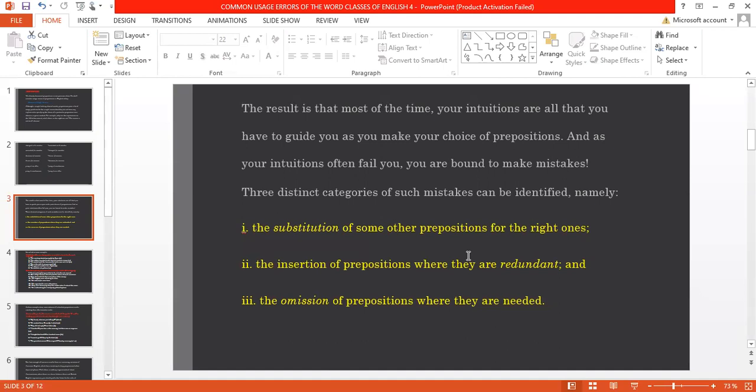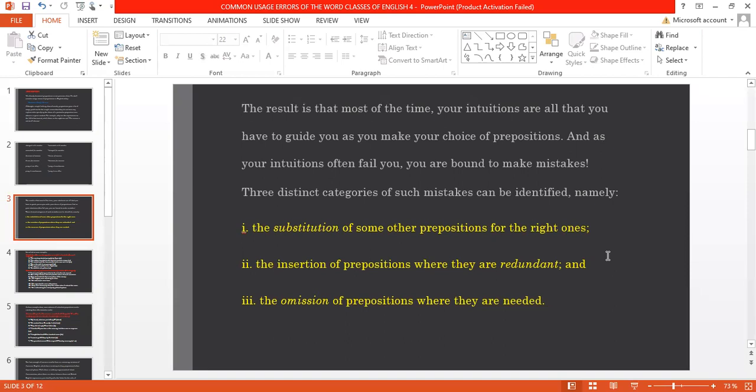Number one, the substitution of some other prepositions for the right ones. Yes, you often make this mistake because the standard British English expression you've heard does not sound correct in your ear. Because of that, you will likely substitute the preposition that is used in the expression for others.